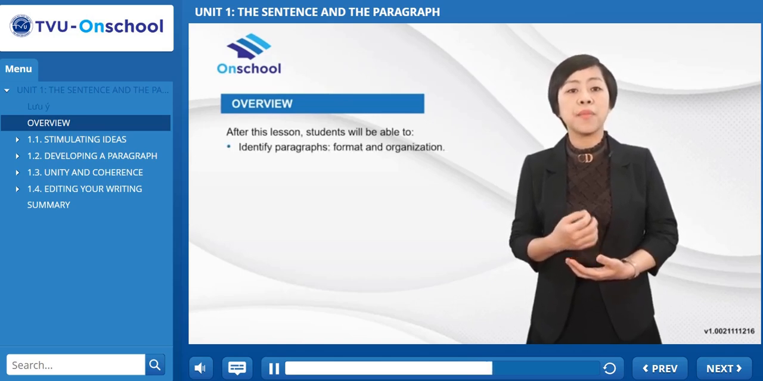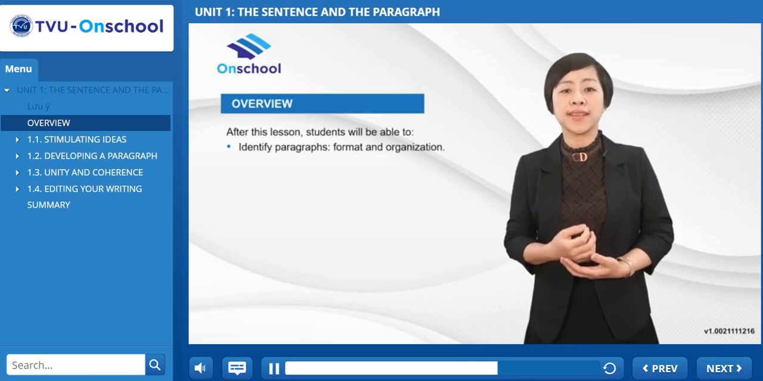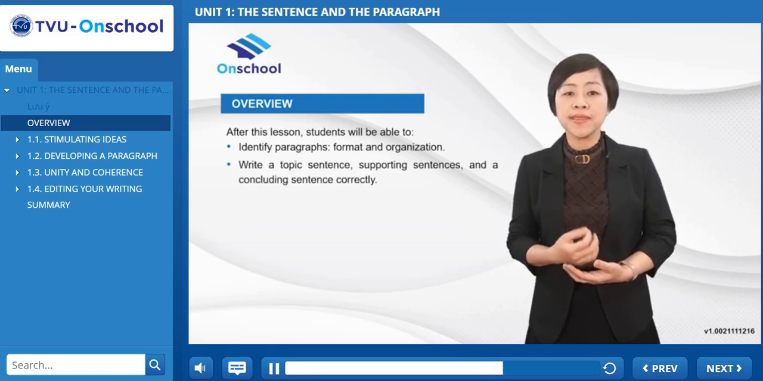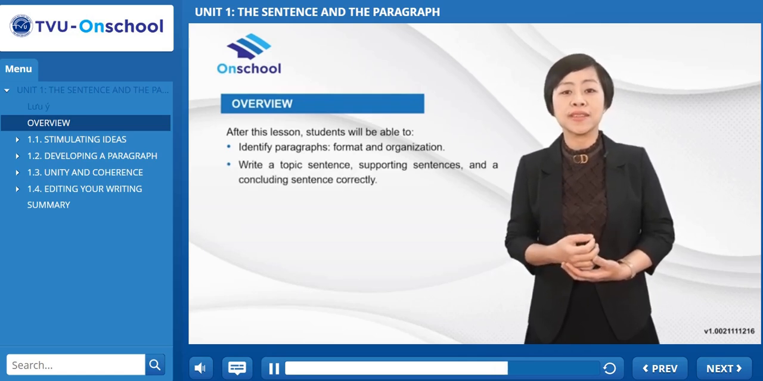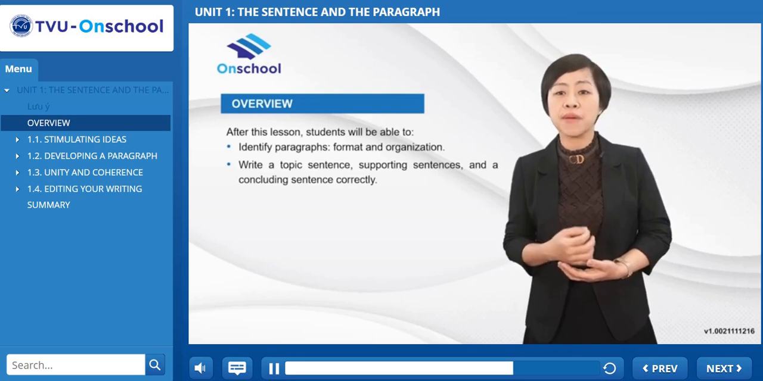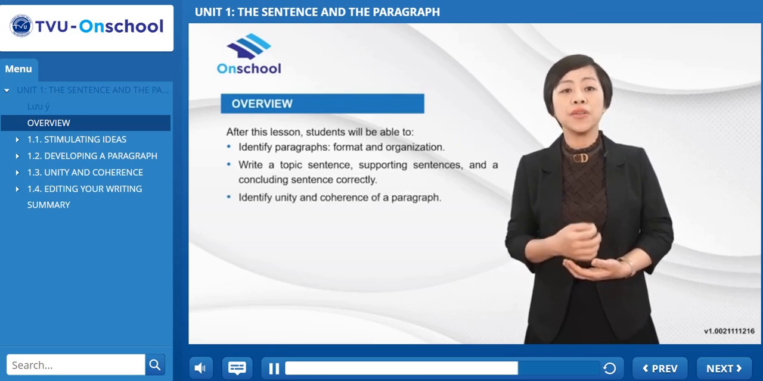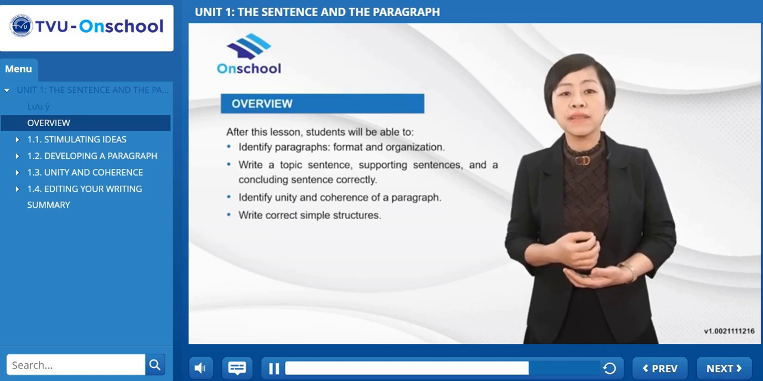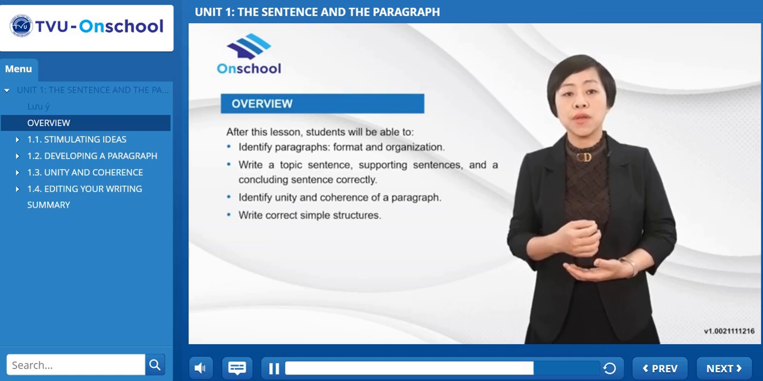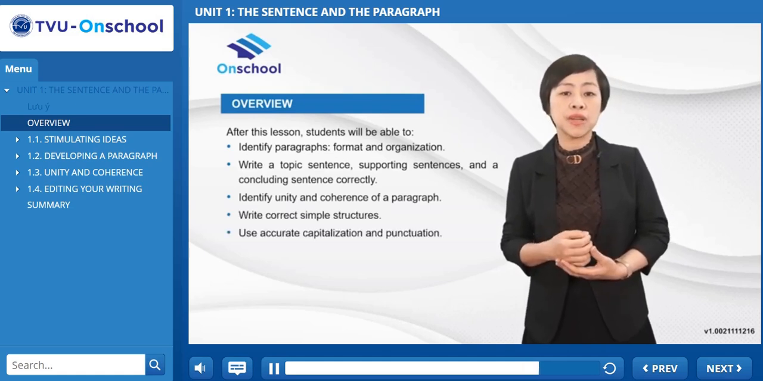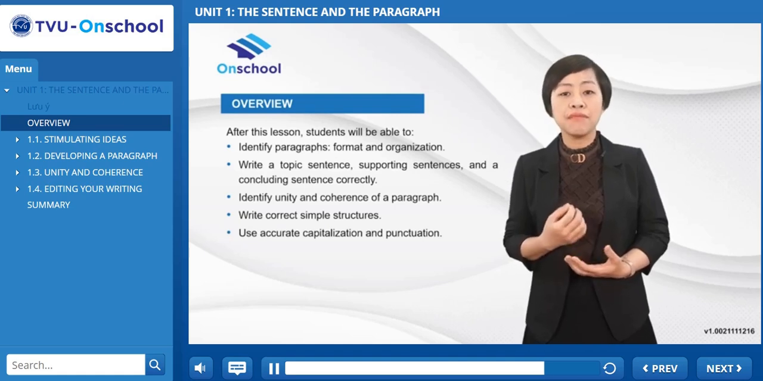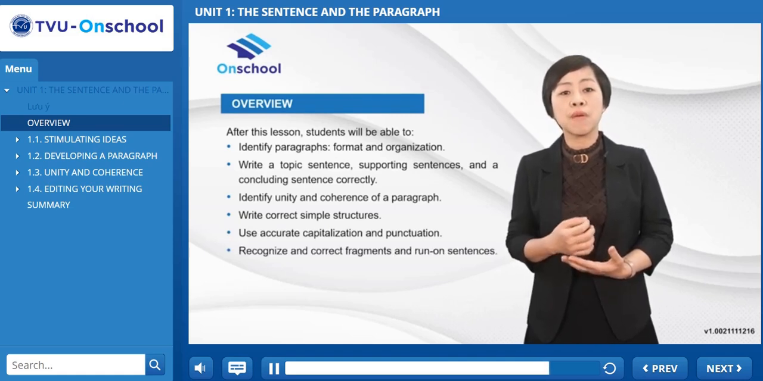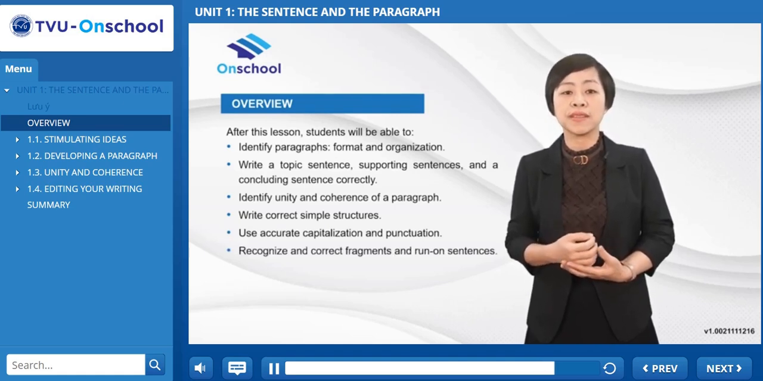First, identify paragraphs, format and organization. Write a topic sentence, supporting sentences, and a concluding sentence correctly. Identify unity and coherence of a paragraph. Write correct, simple structures. Use accurate capitalization and punctuation. And finally, recognize and correct fragments and run-on sentences.